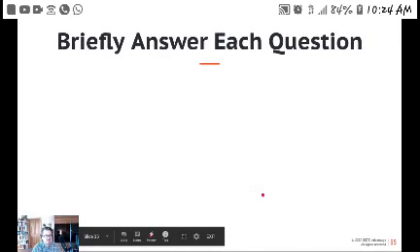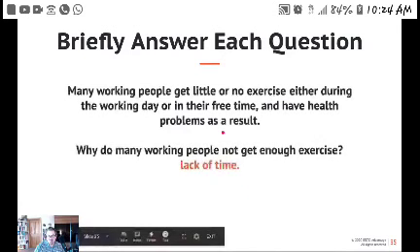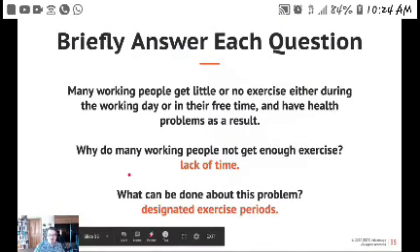So after we have paraphrased, then we need to briefly answer each question. Why do many working people not get enough exercise? When we asked our VIP students this question, the most common answer was lack of time. What can be done about this problem? The most common answer we got from our VIP students was designated exercise periods. So what we're going to do is take these two ideas and we're going to outline these in our introduction.